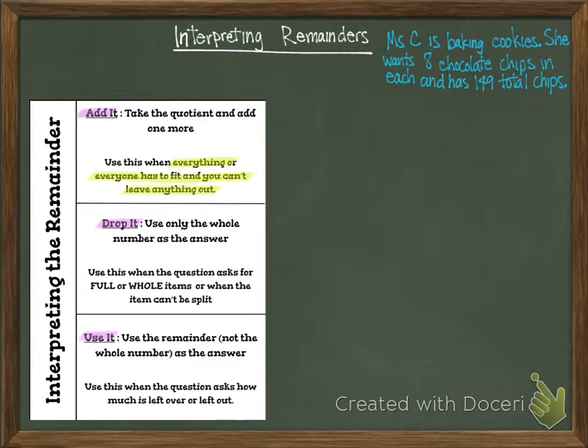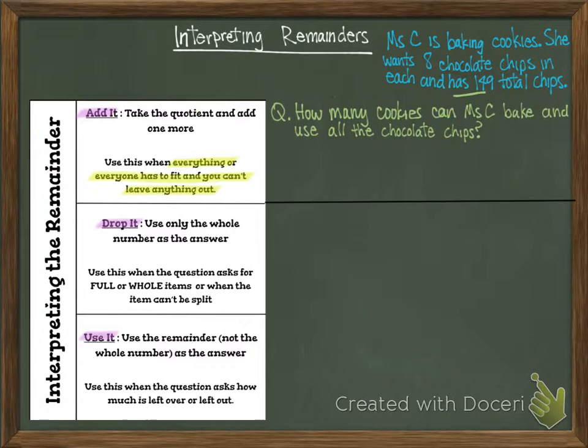It says take the quotient and add one more. Use this when everything or everyone has to fit and you can't leave anything out. What does that mean? Let's look. What question could we have for this if we have to use everything? We have our 149 total chips. So we can say, how many cookies can Miss C bake and use all of the chocolate chips?